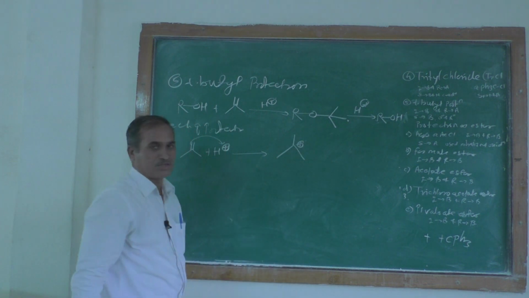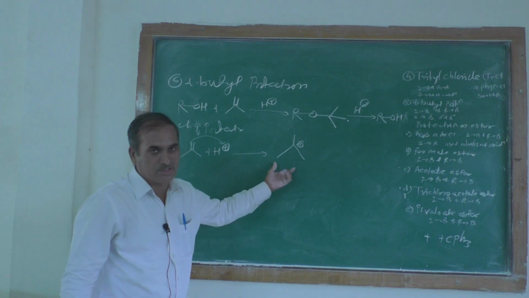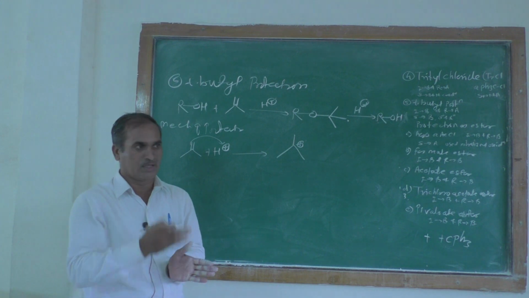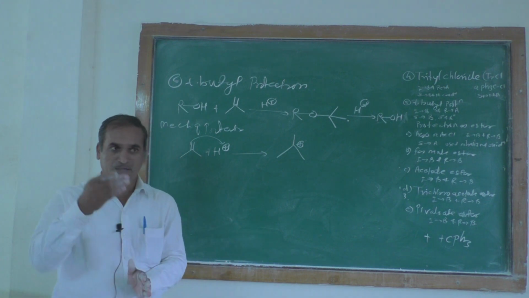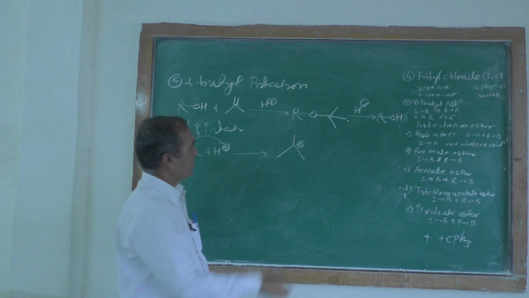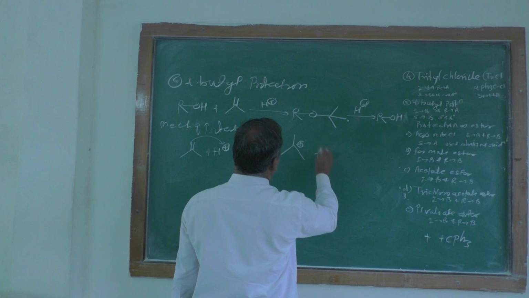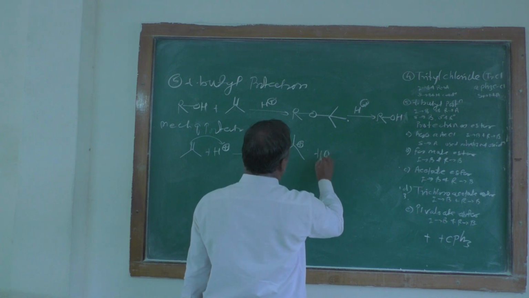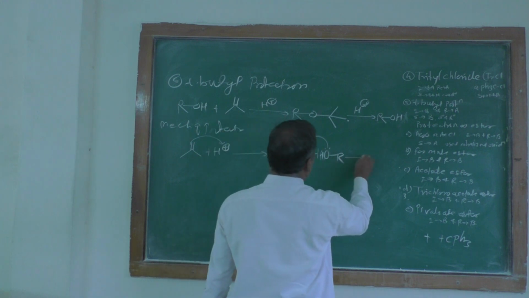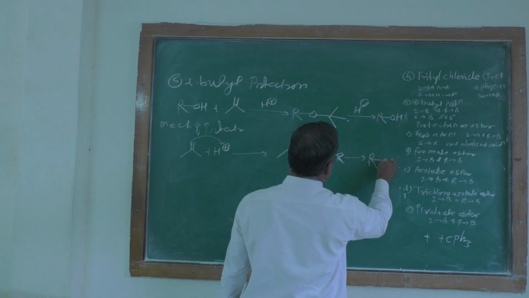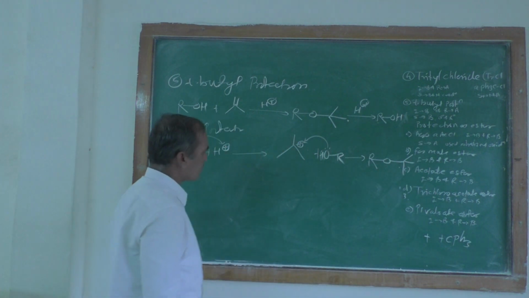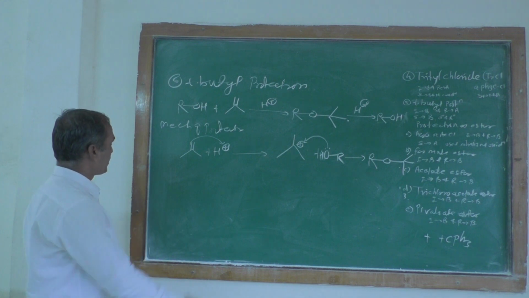This is a tertiary carbocation, and these tertiary carbocations are highly stable. We know the stability order of carbocations: tertiary is more stable than secondary, than primary. Therefore, that will be treated with alcohol ROH. So this is going to attack over here, and therefore we are going to get RO, then this tertiary group. That is the simple mechanism of the protection.